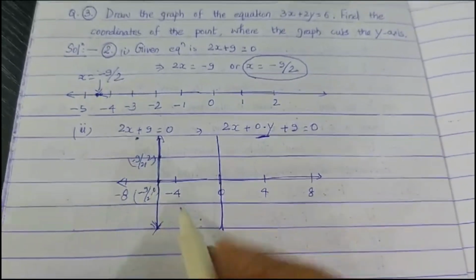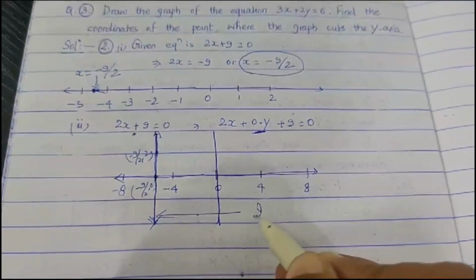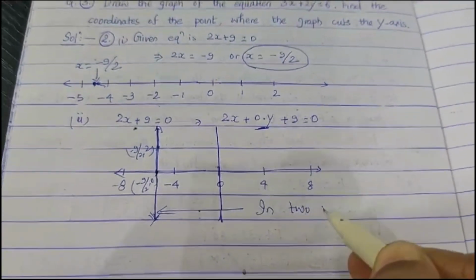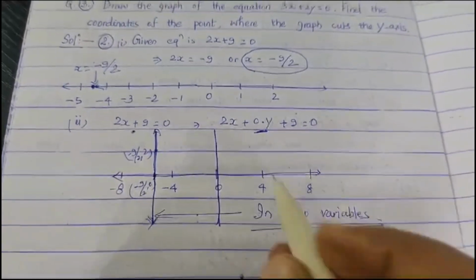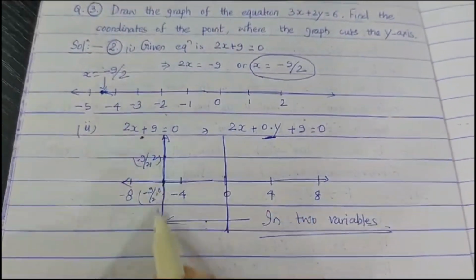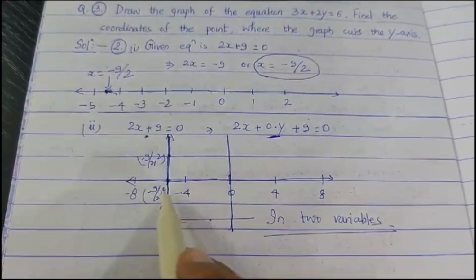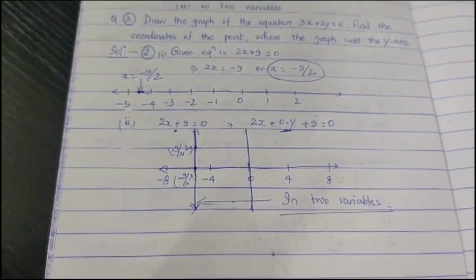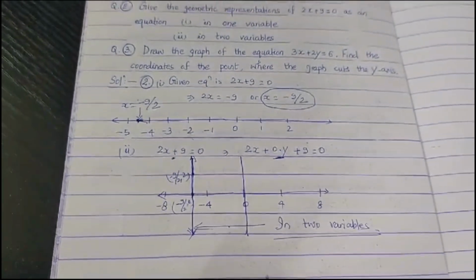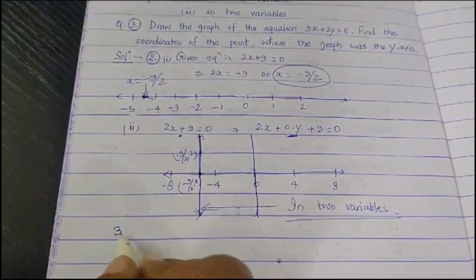And we can say that in two variables we have shown this one, because the value of y is always 0. Okay, so we will draw a line parallel to y-axis at a distance of minus 9 by 2. So this answers our second question. Now let us do question number 3.